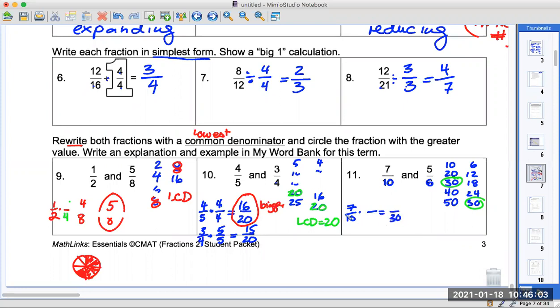So what am I multiplying with? 3. 10 times 3 is 30. 7 times 3 is 21. And 5/6 times what's my big one? 30 divided by 6 is 5. 5 times 5 is 25. 6 times 5 is 30. Which is the bigger fraction? 21 out of 30, 25 out of 30.